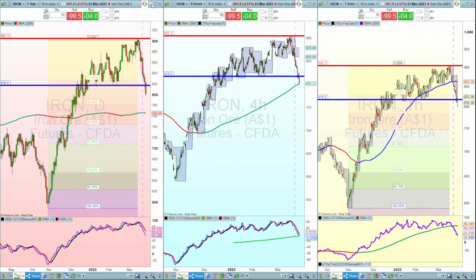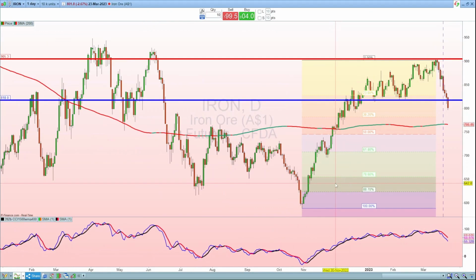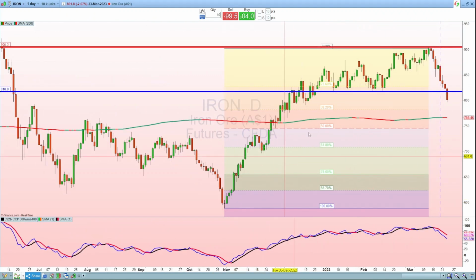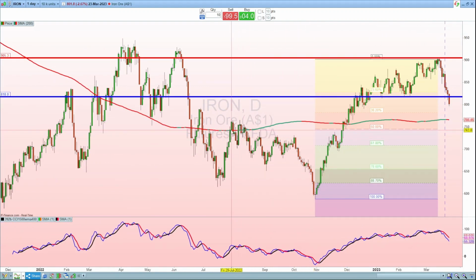If we zoom out, we can see a bit more clearly and get a bit more history. Again, you can see there it's reaching the Fibonacci retracement level, as I said, and it's still sitting above the price of the moving average 200 of the price chart as well.